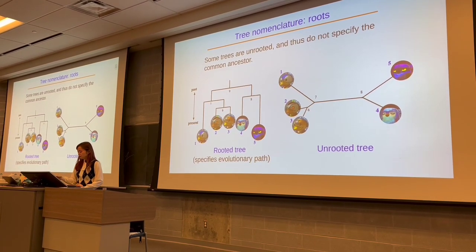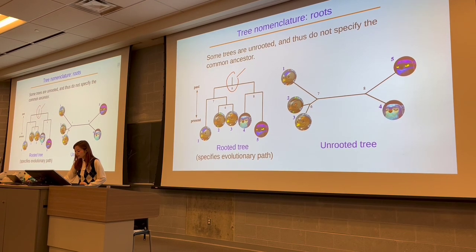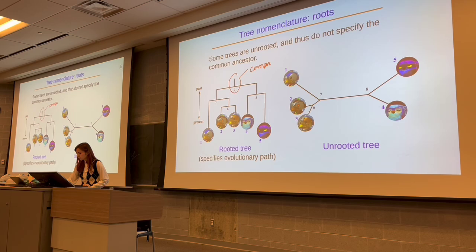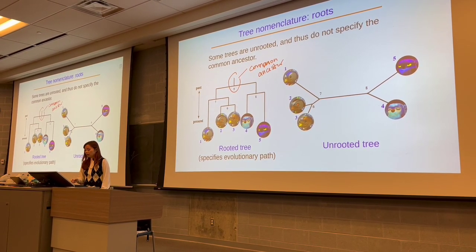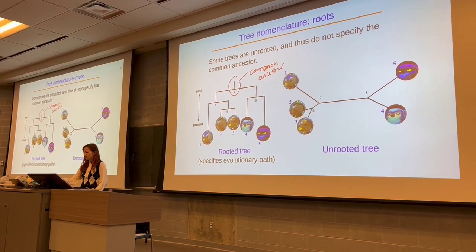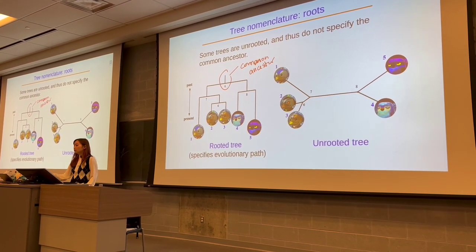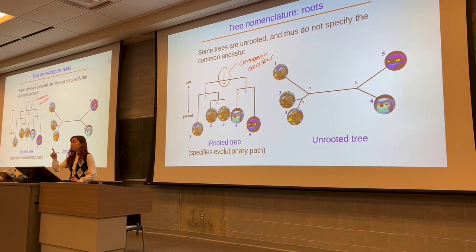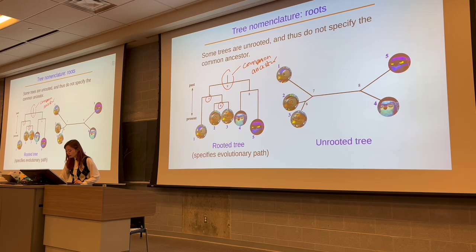Next, we're going to move on to roots. So here in this rooted tree, we have this common ancestor. And that's number 9. In an unrooted tree, we can actually just take out this hypothetical common ancestor, and then we're not specifying it because perhaps we don't know exactly where the common ancestor to everything is, right? So that doesn't mean that there are no ancestors, right? You can see the ancestors 6, 7, and 8 here.